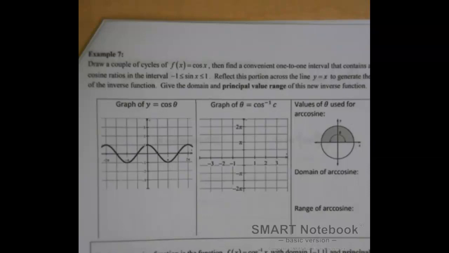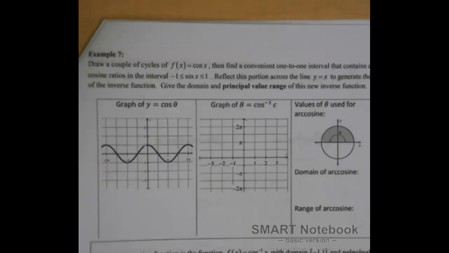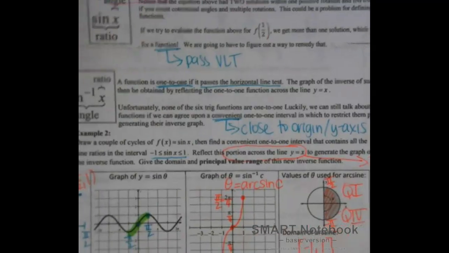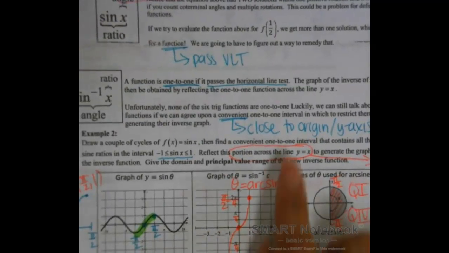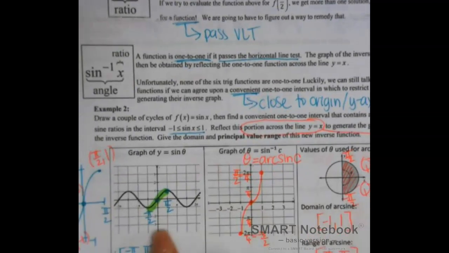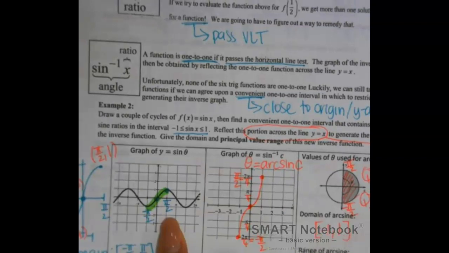Okay, so with example 7, it says draw a couple cycles of f of x equals cosine x, which we've already done down here. And again, you're going to have to find a convenient one-to-one interval that contains the cosine ratios. We technically did this on the last page whenever we were looking at sine. We found a convenient one-to-one ratio that was pretty much close to the origin or the y-axis. So that way we can pretty much have this function pass the horizontal and vertical line test.